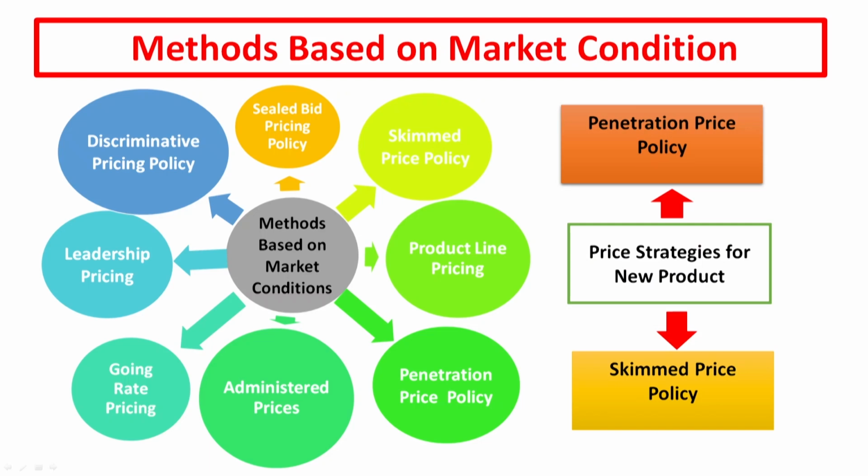As you are able to see on the screen, the different methods based on market condition. The first one being skimmed price policy, the penetration price policy, product line policy, administered prices, going rate pricing, leadership pricing, and discriminating pricing policy. I want to mention that mostly the penetration price policy and skimming price policy is for new products, and the others are for normal or continued products.